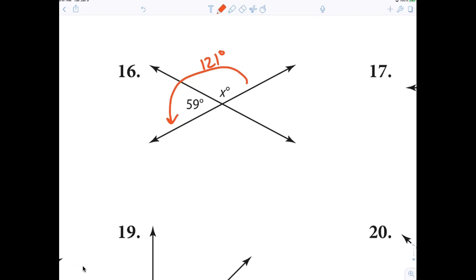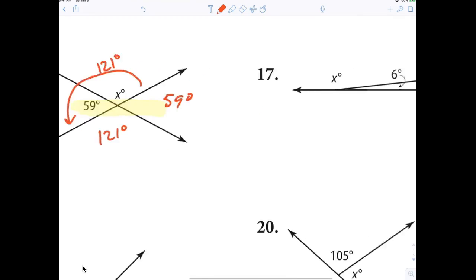180 minus 59. Now, remember now, some of you may be confused. These two angles are the same. Right? So if you needed to, you should be able to write, well, this is 59 degrees here, but that'd be 121. Right? Because they add up to 180.